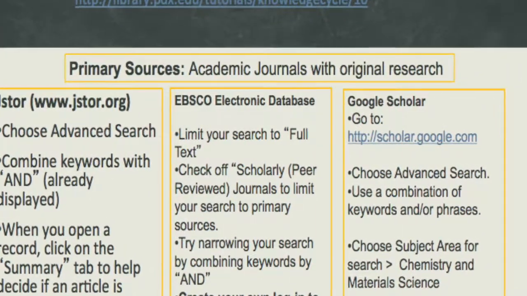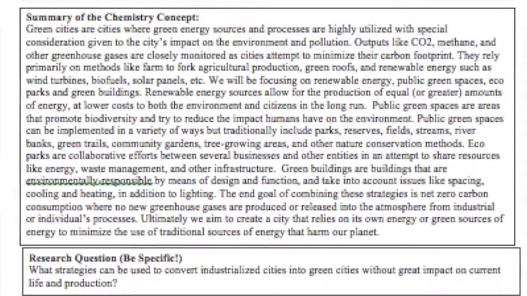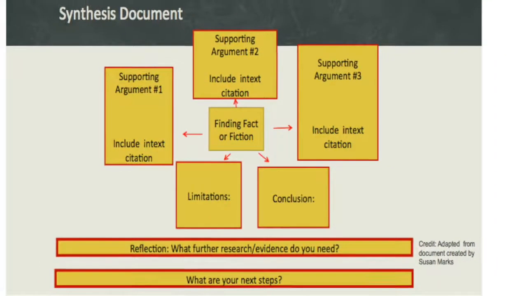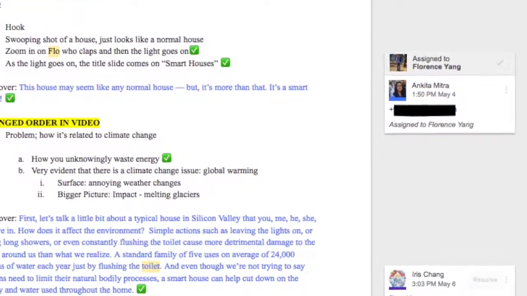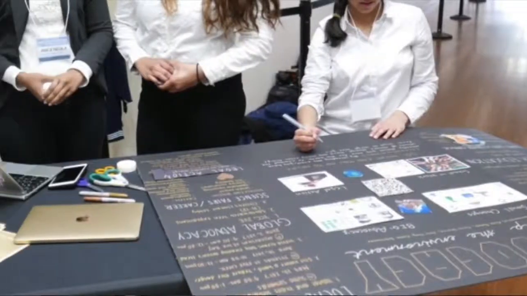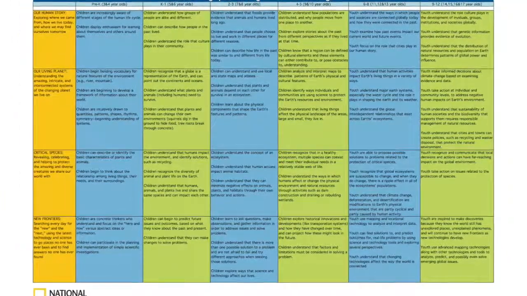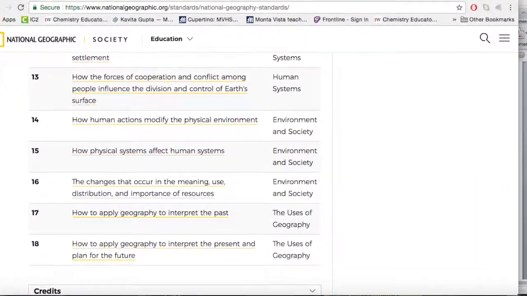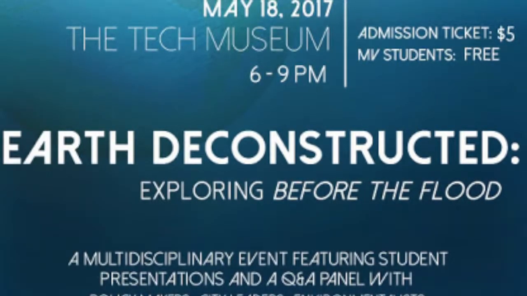Students were taught to do effective research to find primary and secondary sources in scientific databases such as EBSCO and JSTOR. Students synthesized their findings using Google Docs and shared their learning with classmates via oral presentations. This project aligned with the National Geographic Learning Framework and addressed the attitudes of curiosity and responsibility and fostered the skills to observe, communicate, collaborate, and problem solve. This project aligns with National Geographic Standards 14 and 16.